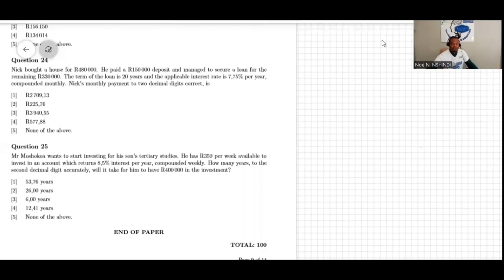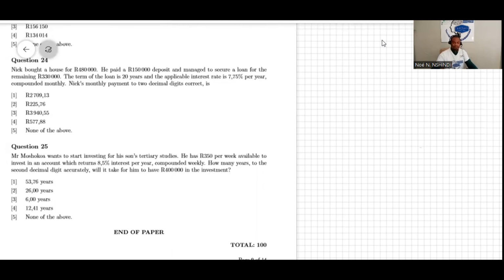Well, we have another question here, question 24. The question says that Nick bought a house for 480,000 rand. He paid a 150,000 deposit and managed to secure a loan for the remaining 330,000. The term of the loan is 20 years, and the applicable interest rate is 7.75% per year, compounded monthly. Nick's monthly payments, correct to 2 decimal digits, is what?